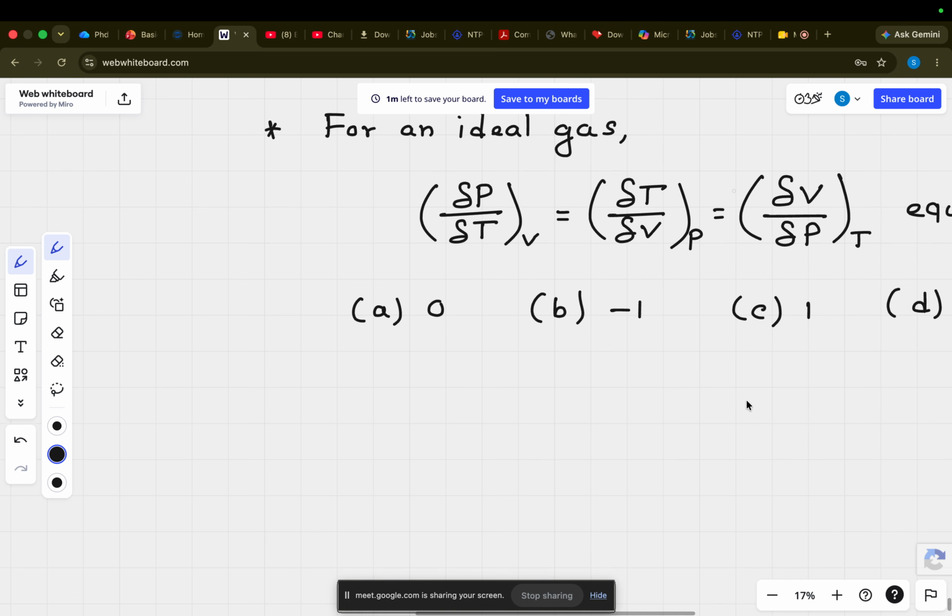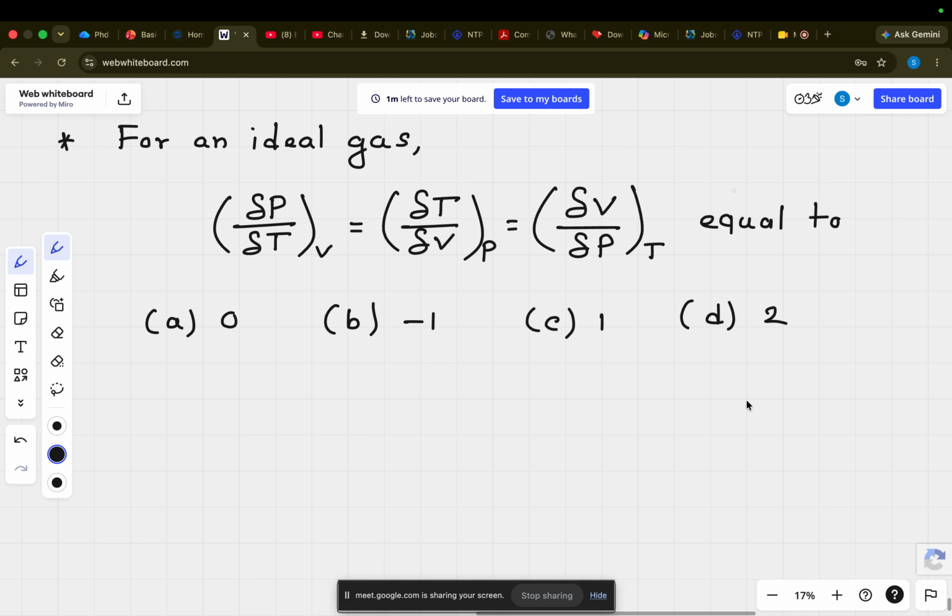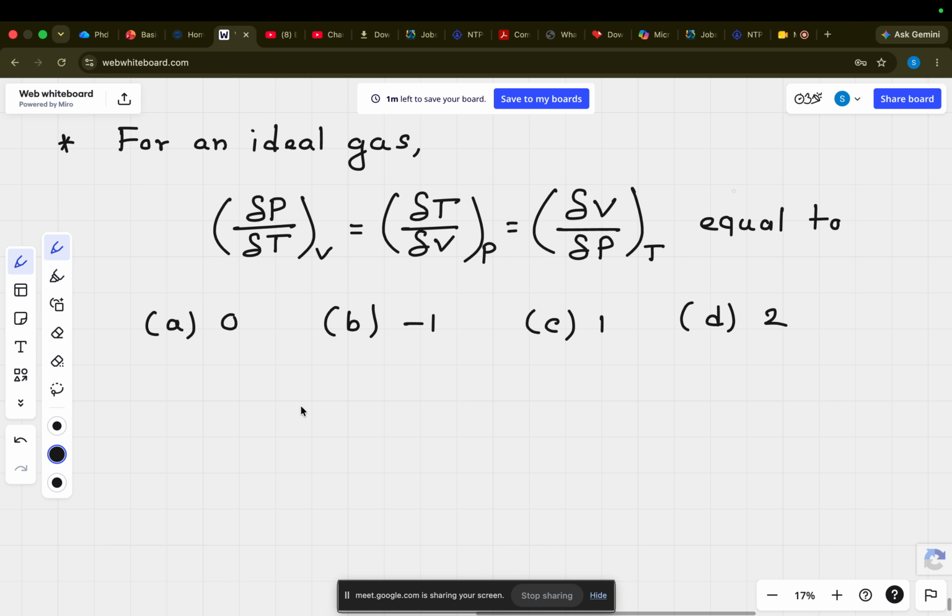Similarly here, this pressure, they are asking about this. Pressure is a function of volume and temperature. If you increase the volume, pressure will decrease. If you increase the temperature, pressure will increase. So pressure actually depends on volume and temperature. So we can apply it here. I am writing like this: P V T.